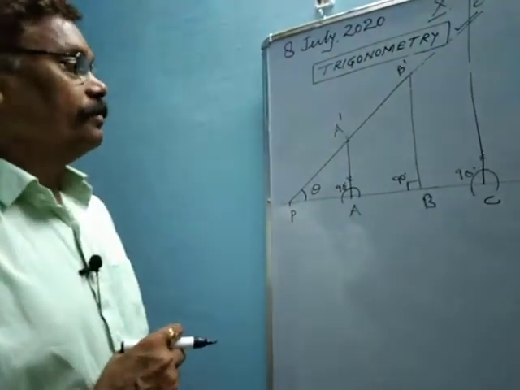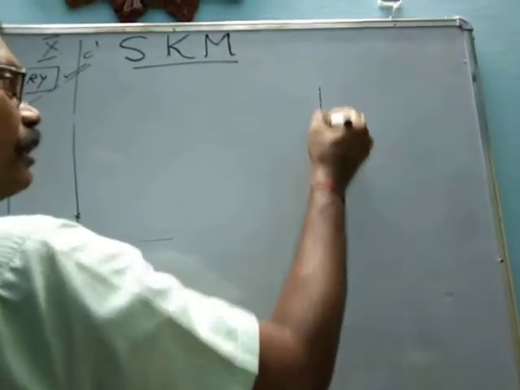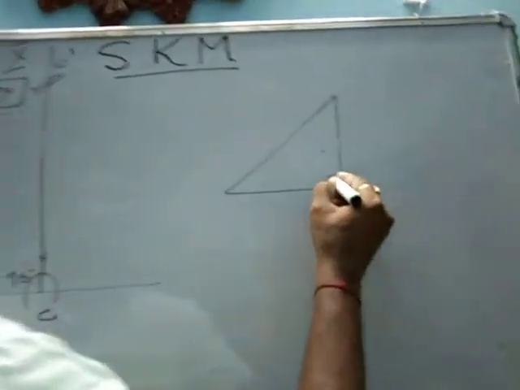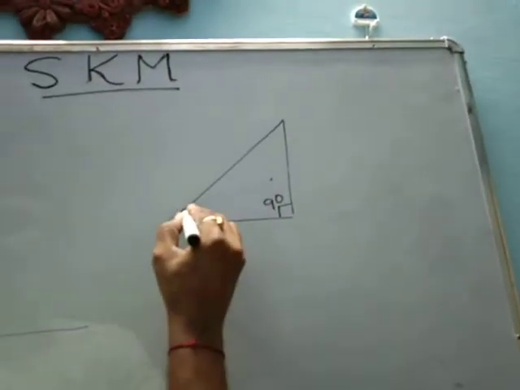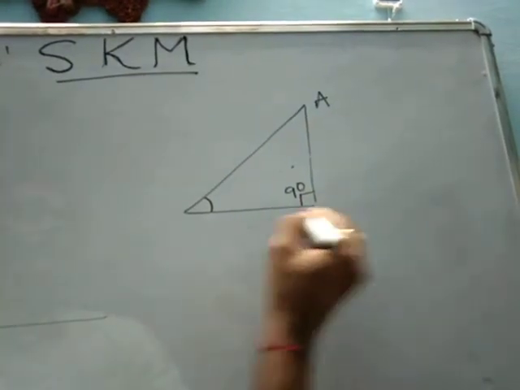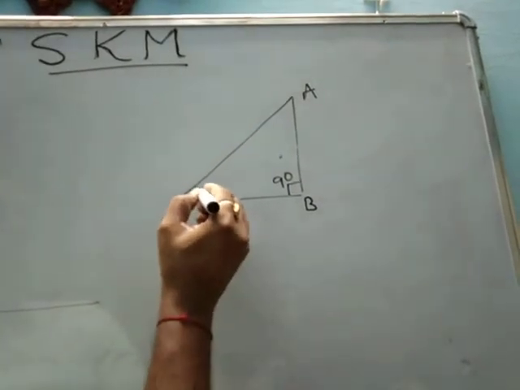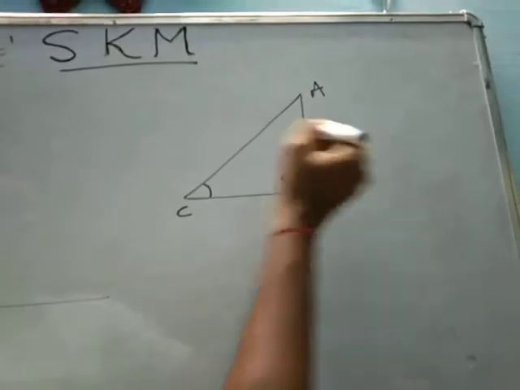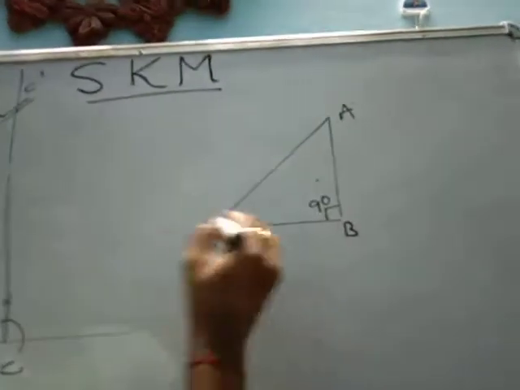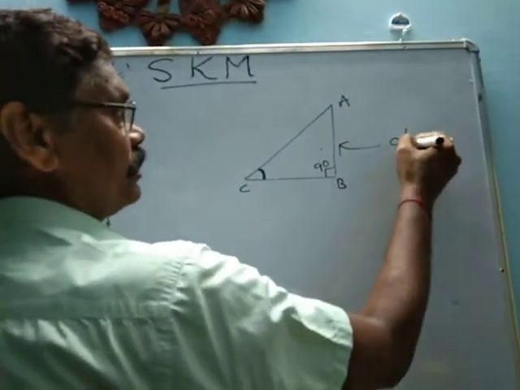Now what you have to do, let me tell you one more thing. If you are having a right angle triangle and this angle is 90 degrees, and if I consider this angle, suppose I call this ABC. If I am talking about this angle C, then opposite to this angle I have got this side. So if I consider this angle, this side we will call the opposite side.